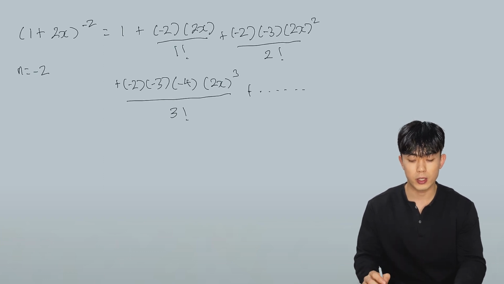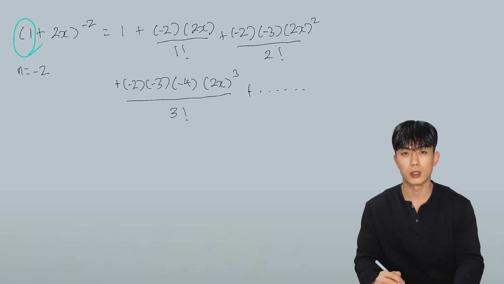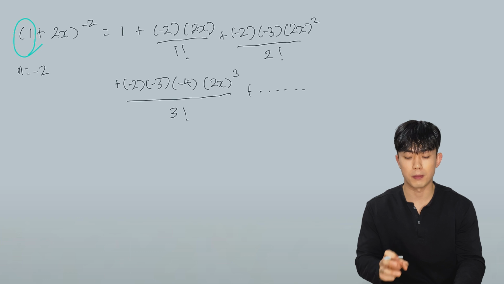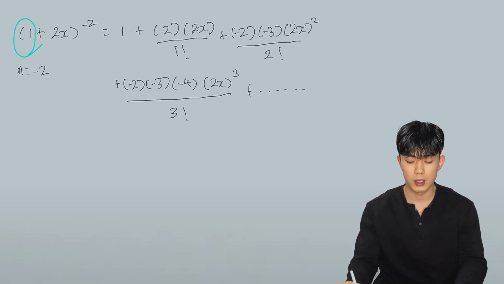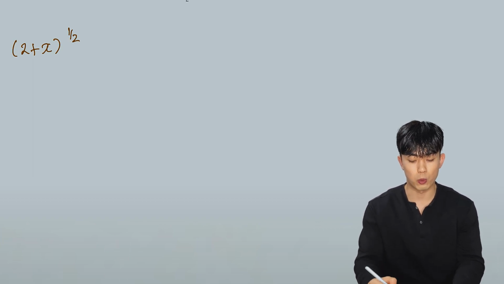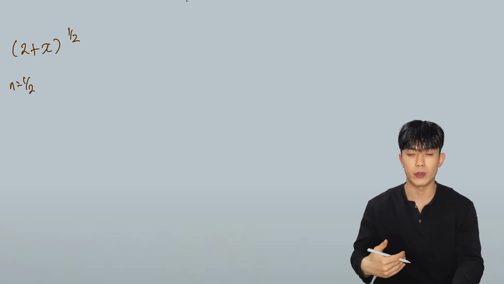So this equation can only be used when this value here is always a 1. It has to be a 1. If it's not a 1, then we have to slightly adjust it to make it a 1 and then apply it. So an example of this is for this kind of question here. Let's say I want to expand 2 plus x to the power of 1 over 2. First of all, we notice that the power is 1 over 2 and it's not a positive integer, so we have to use the equation we learned in this video here.